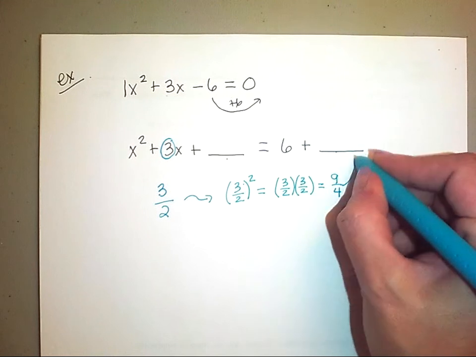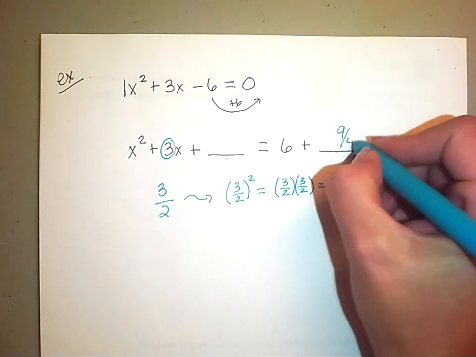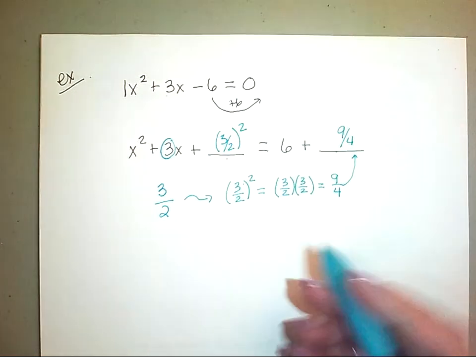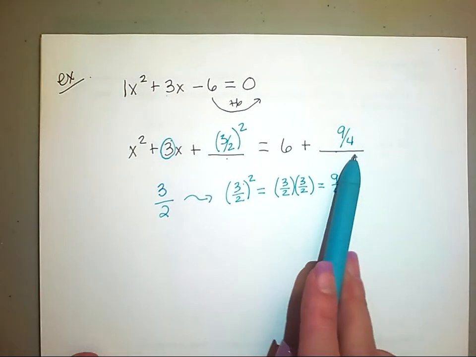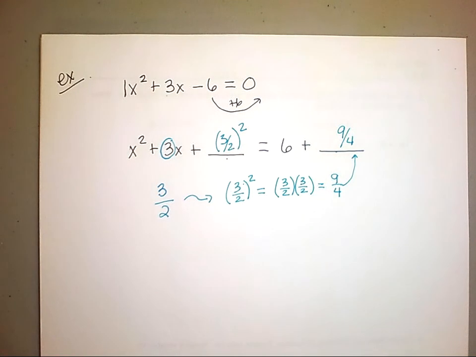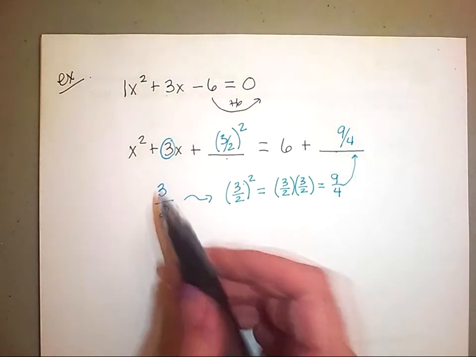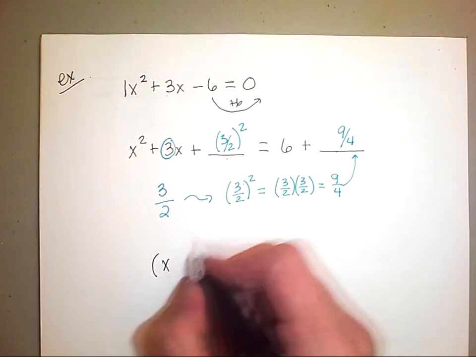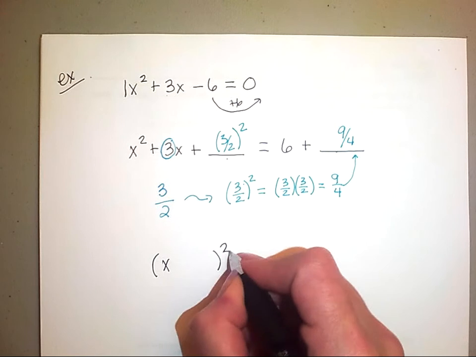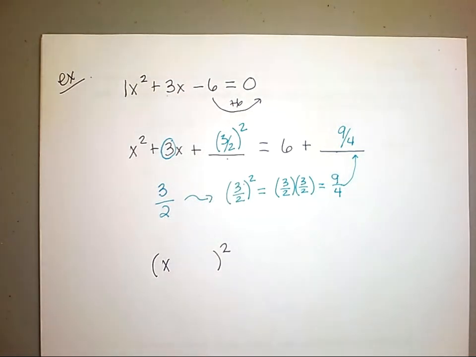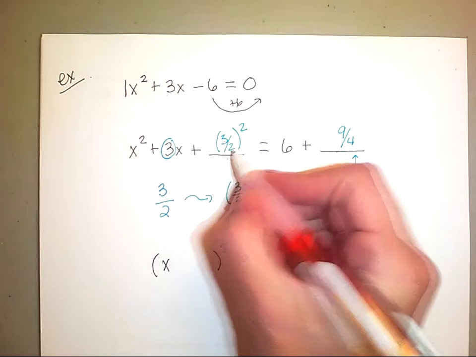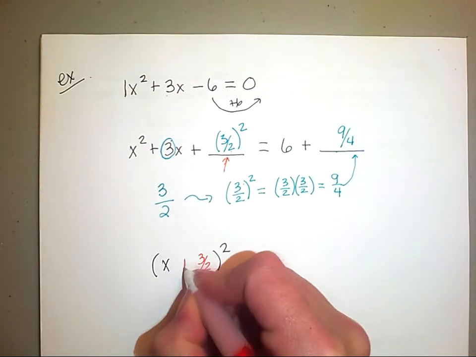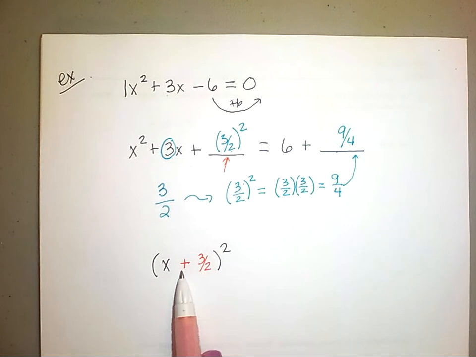So the 9 over 4 I write here. And this one I write as 3 halves squared. 3 halves squared is 9 over 4. But why that's going to be helpful is now this side will collapse. And it can be kind of difficult to factor with fractions, but it doesn't matter. Here I have 3 halves, okay? And it is positive, so this will collapse into this.